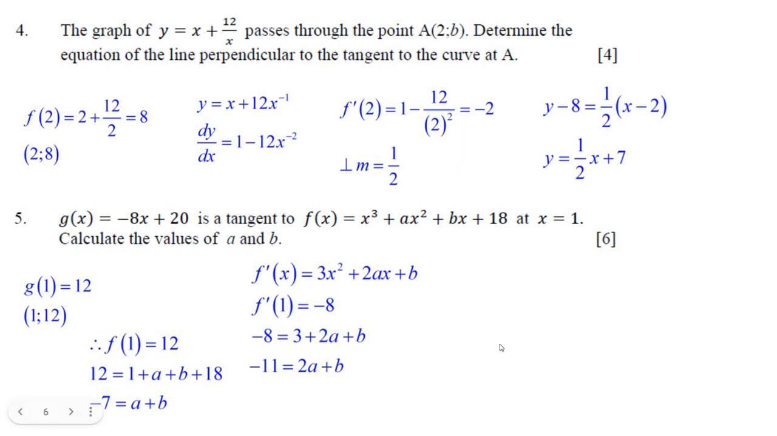Now we take these two equations and just put them over the top of each other. If we subtract, b minus b cancels, 2a minus a is a, and minus 11 minus minus 7 gives my answer. a's got to be minus 4. And if a is minus 4, b must be minus 3 to make this true. Minus 4 plus minus 3 is minus 7. So there's your two answers, and there you go.